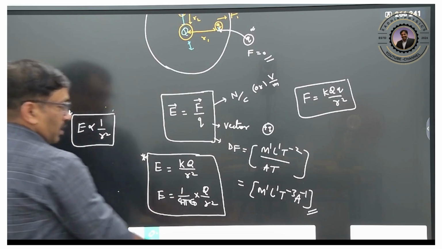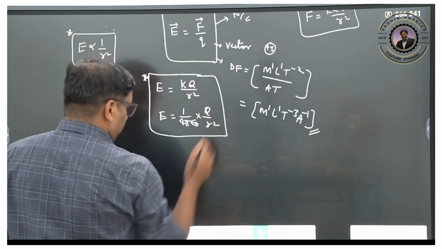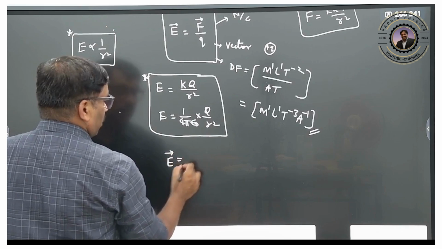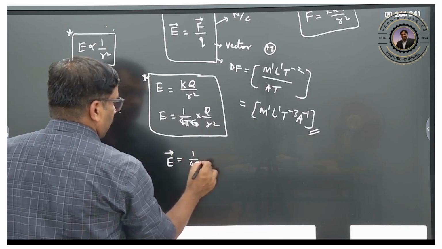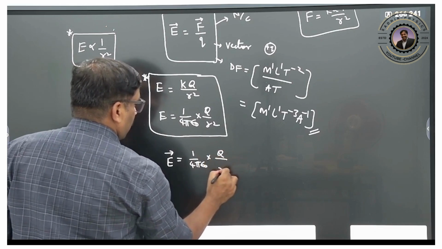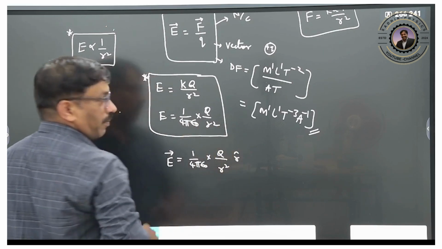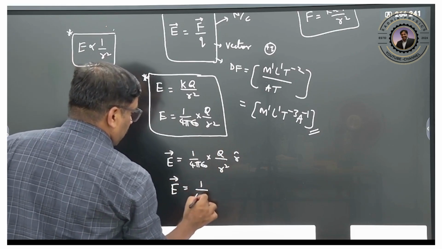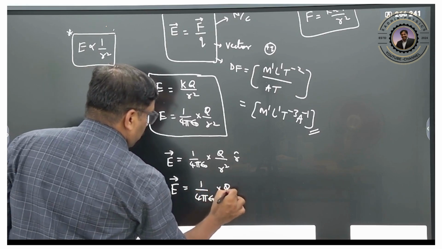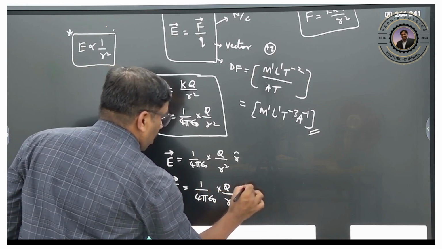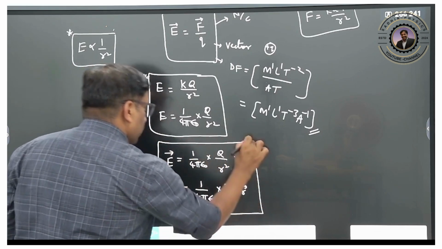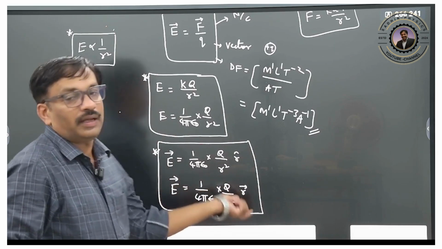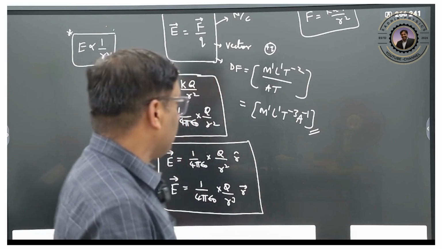If you write it in vector form, the electric field will be equal to 1 by 4 pi epsilon naught into Q by R square into R cap, where R cap is the unit position vector, or equivalently 1 by 4 pi epsilon naught into Q by R cube into R vector. So this is your electric field formula in terms of vectors, clear.